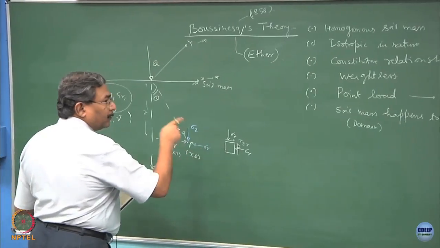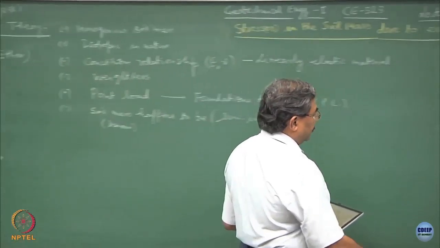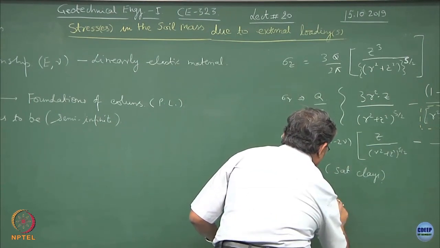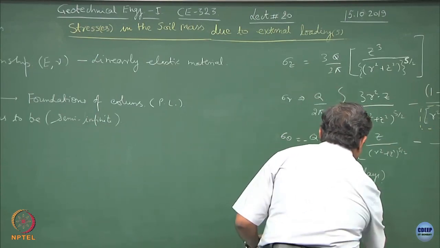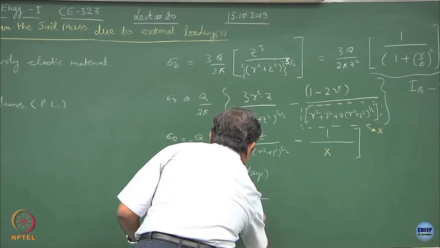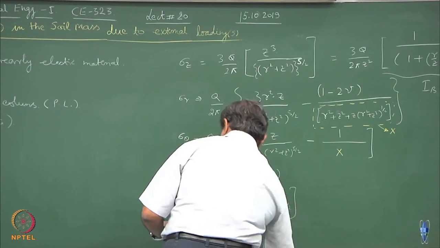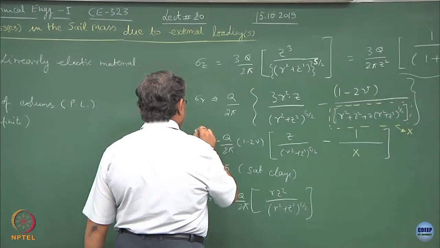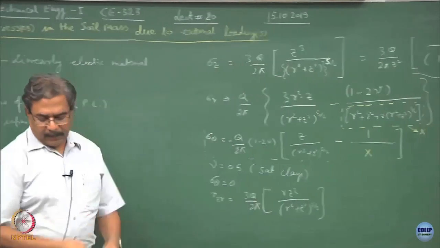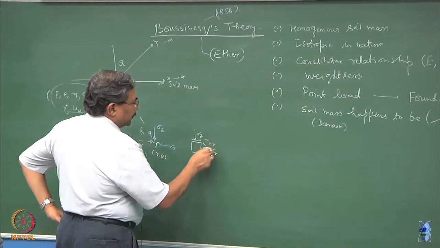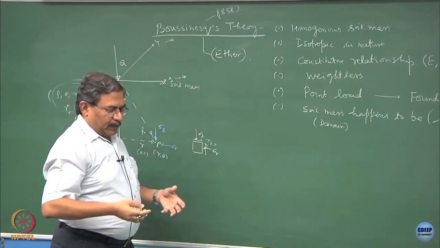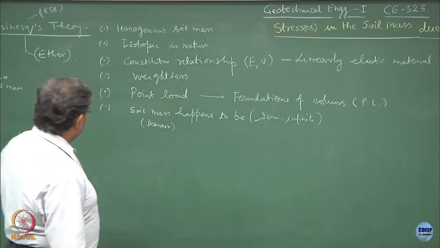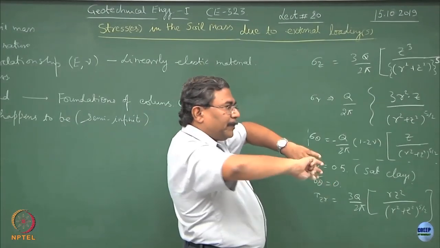The fourth stress which we have not still considered is tau zr, the shear stress. The shear stress would be 3q upon 2 pi, r z square over (r square plus z square) to the power 5 by 2. If you solve this equation, the Boussinesq equation which has been used, you will get this sigma theta as the negative term. The state of compression, and you must be realizing that all these stresses are compressive. So, if you take a plate and then compress it from both the sides, there could be a bulging. So, the bulging indicates the negative pressure. So, sigma theta is going to be tensile in nature.